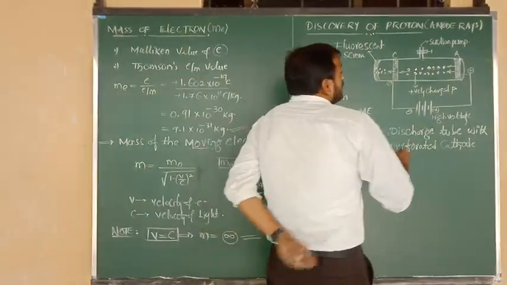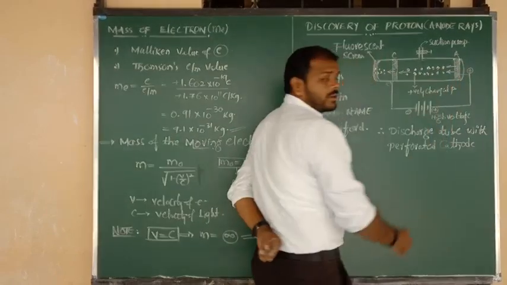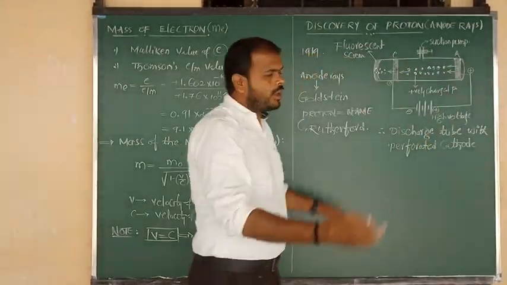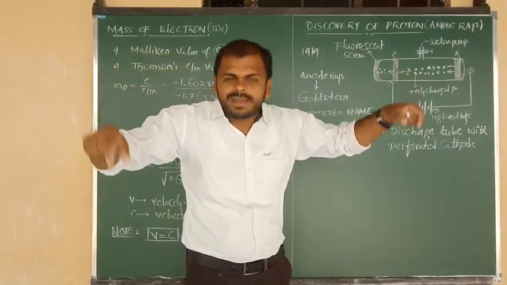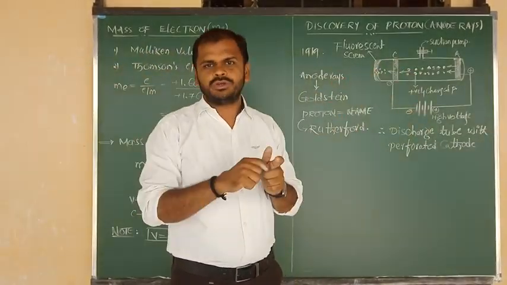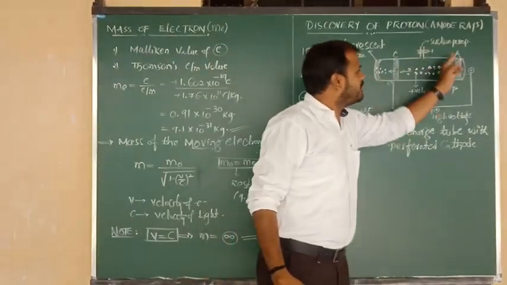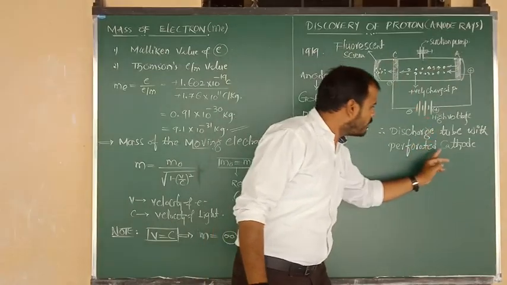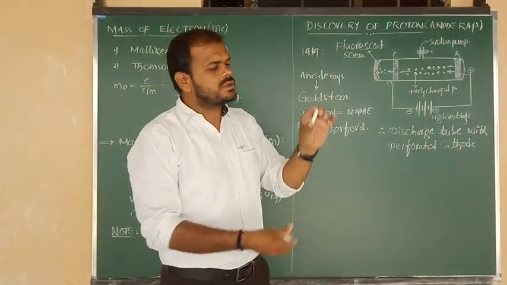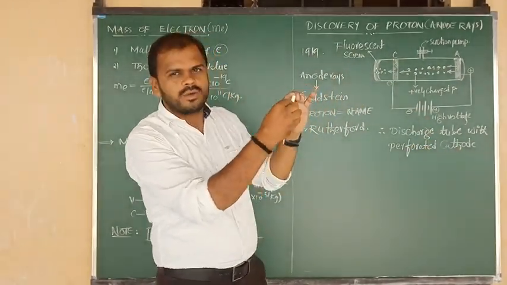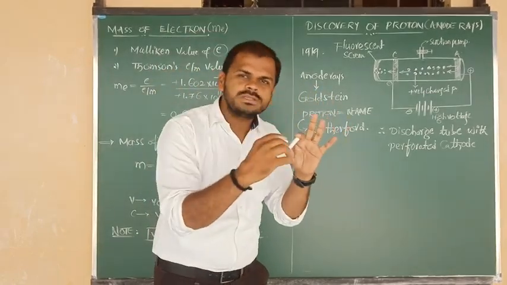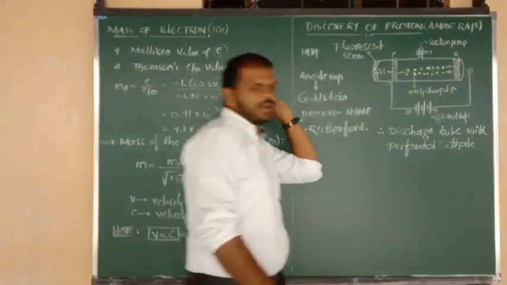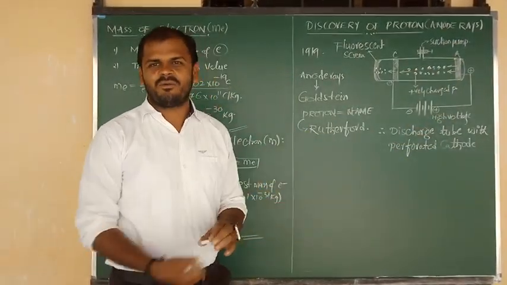Here I have taken 2 metal electrodes, one to act as anode and one to act as cathode. The anode plate is simple, and the cathode plate is a perforated cathode, because on the surface of the cathode we can see a number of pores or holes for the passage of protons or anode rays. I hope you understand now.